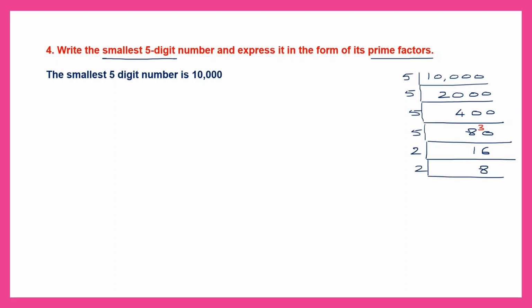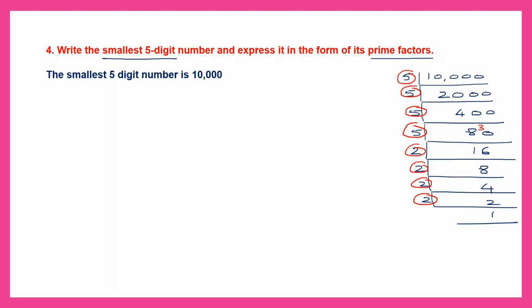I can use 2 again. 2 fours are 8. Again I can use 2. 2 twos are 4. Once more 2. 2 ones are 2. That's it. So we've got all our prime factors. What are they? 5 into 5 into 5 into 5. So there are 4 5s into 2 into 2 into 2 into 2. So we have 4 5s and 4 2s.